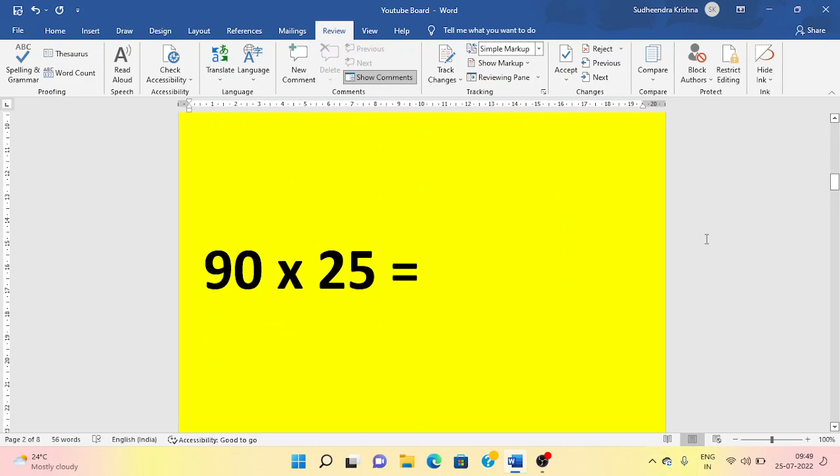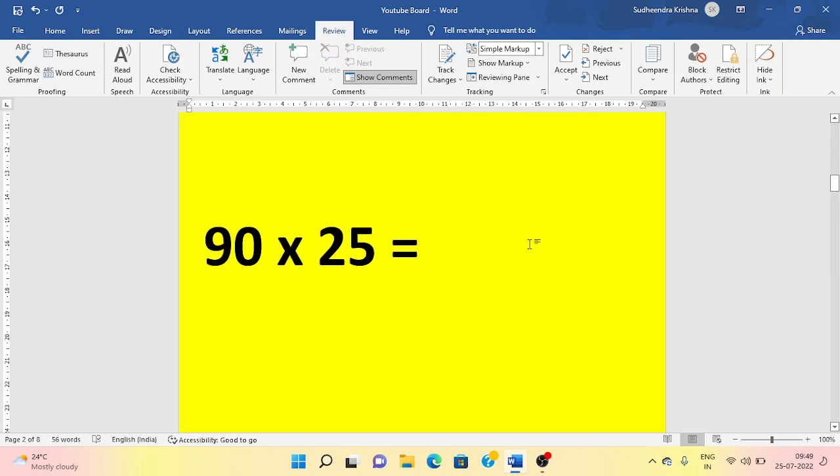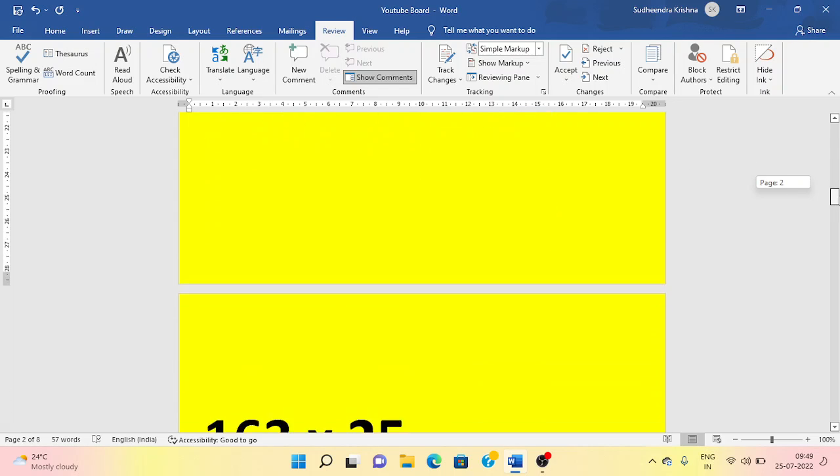Now let us take another number, 90 into 25. Divide 90 by 4. When you divide 90 by 4, you will get 22 as the quotient and you will get 2 as the remainder. So whenever you get 2 as the remainder, you put 50 in the right portion of the answer. So 90 into 25 is equal to 2250. Like this you can play with numbers.